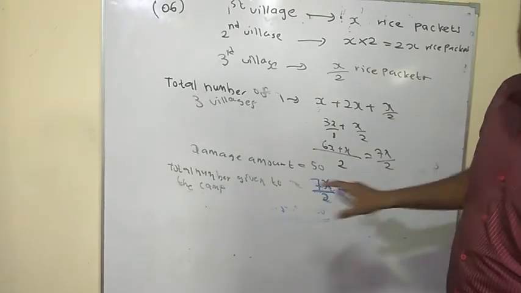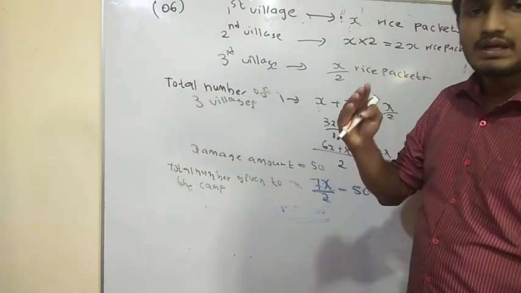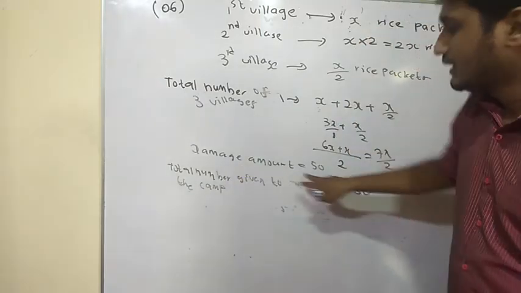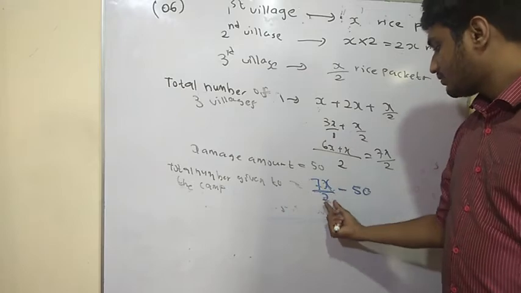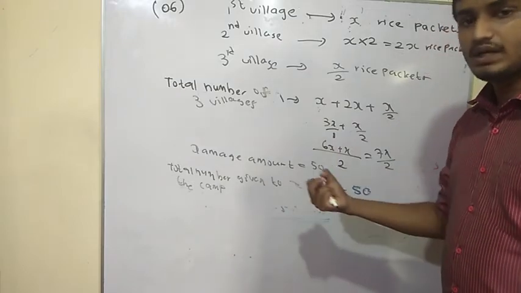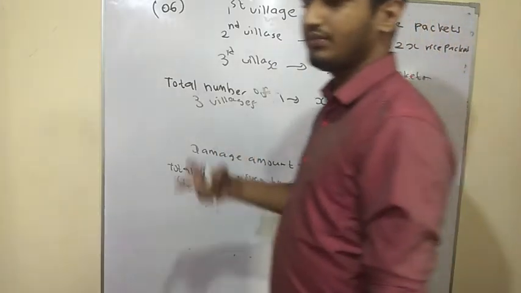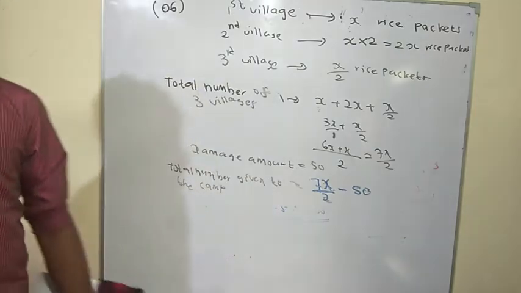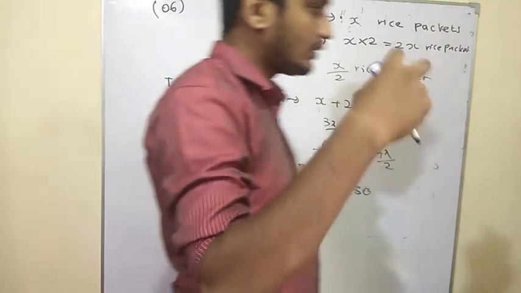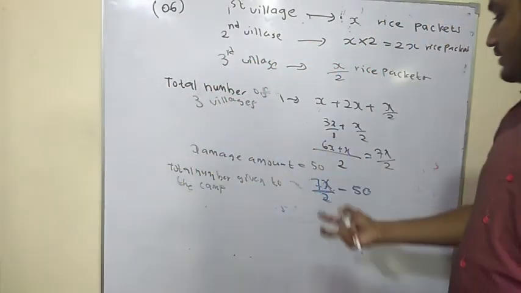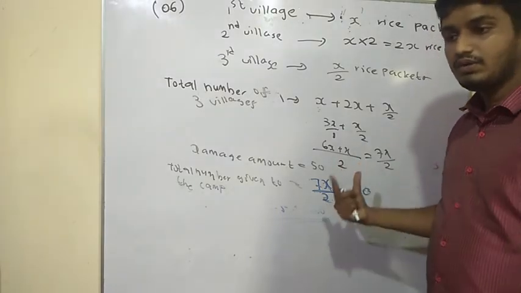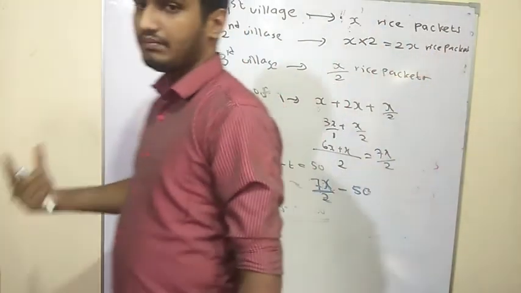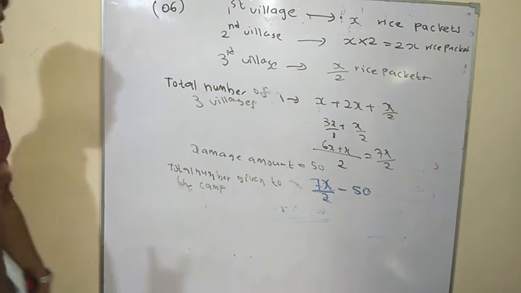So it is 7x over 2. And they have given us that 50 rice packets were damaged. The total number of rice packets given to the destitute camp is 7x over 2 minus 50.